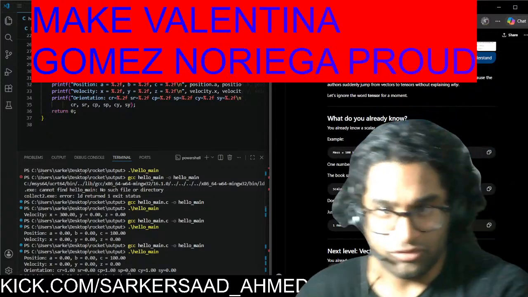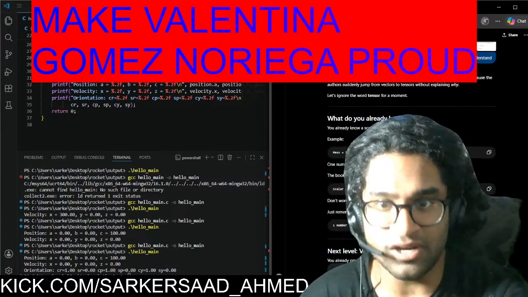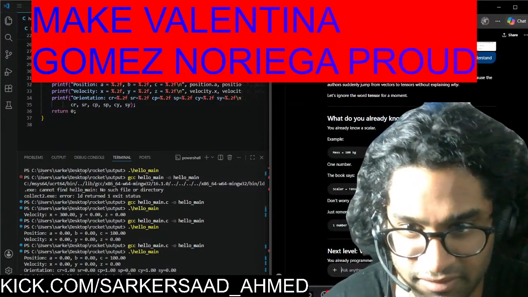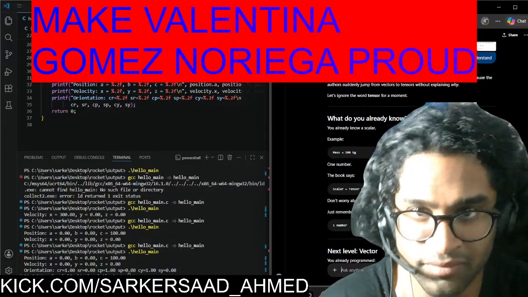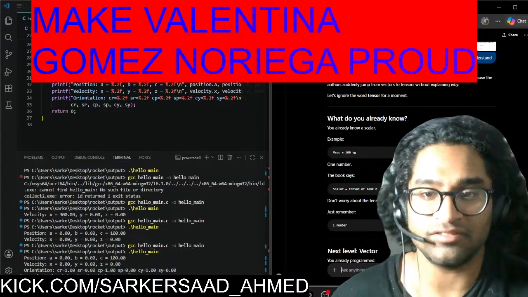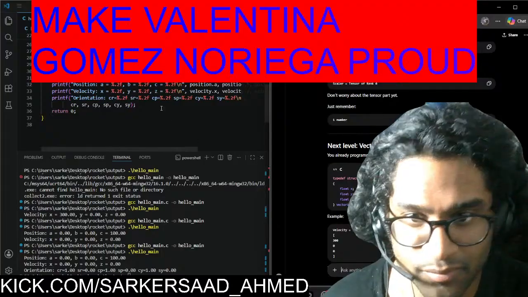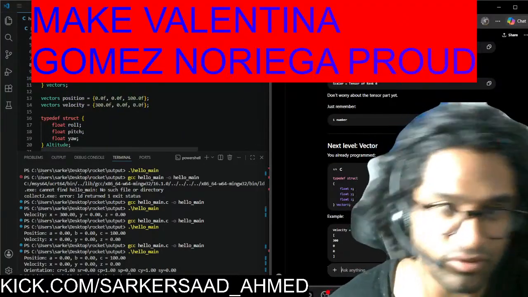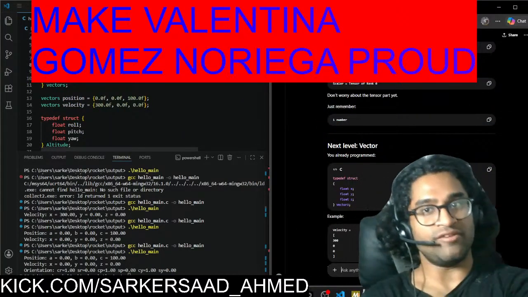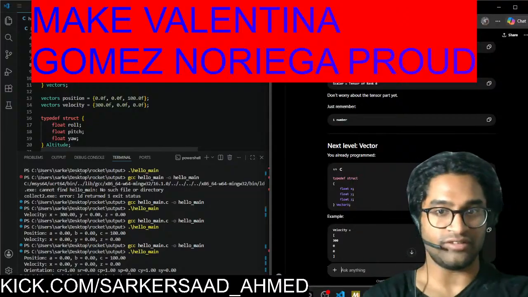All right, so we already know the scalar. Mass is 100 kilograms. So one number, the book says the scalar is a tensor of rank 0. Scalar means just one number. Now you already programmed the float of x, float of y, float of z. So in this case, we have a, b, c, x, y, and z, and we have pitch, roll, and yaw. So that's a vector.